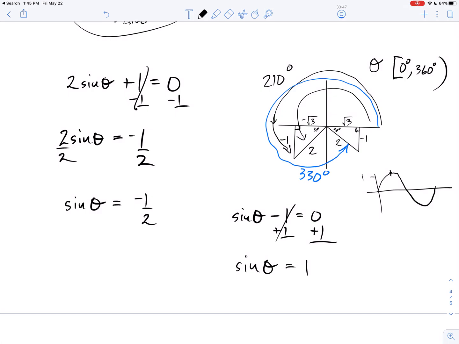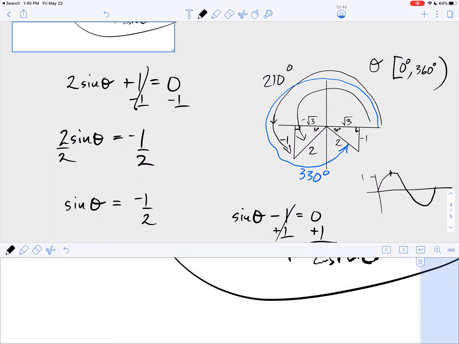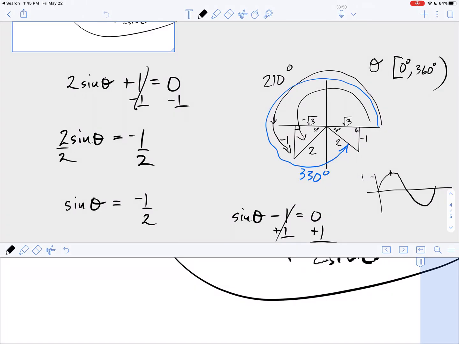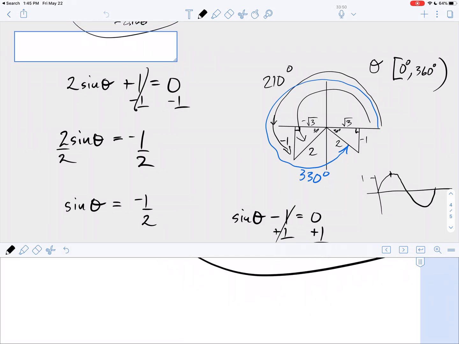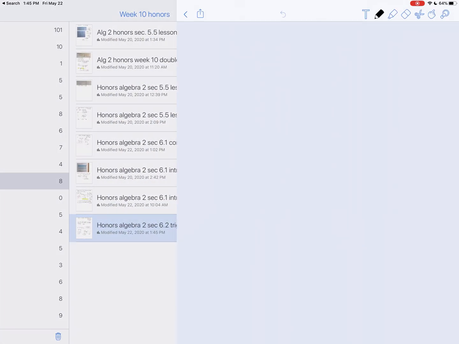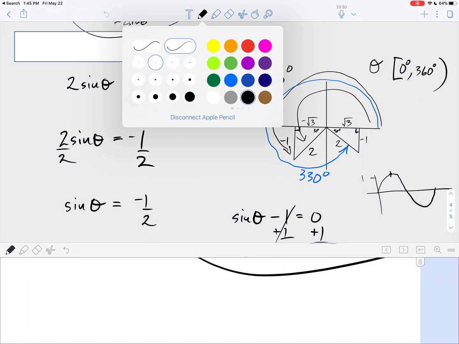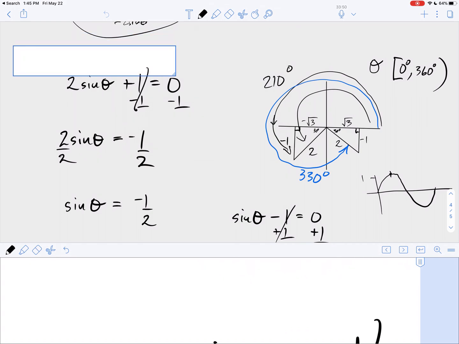90 degrees. When theta is, whoa, I hate when I do that. Well, this is my last problem anyway. Okay, the answers are 90 degrees, 210 degrees, and 330 degrees.